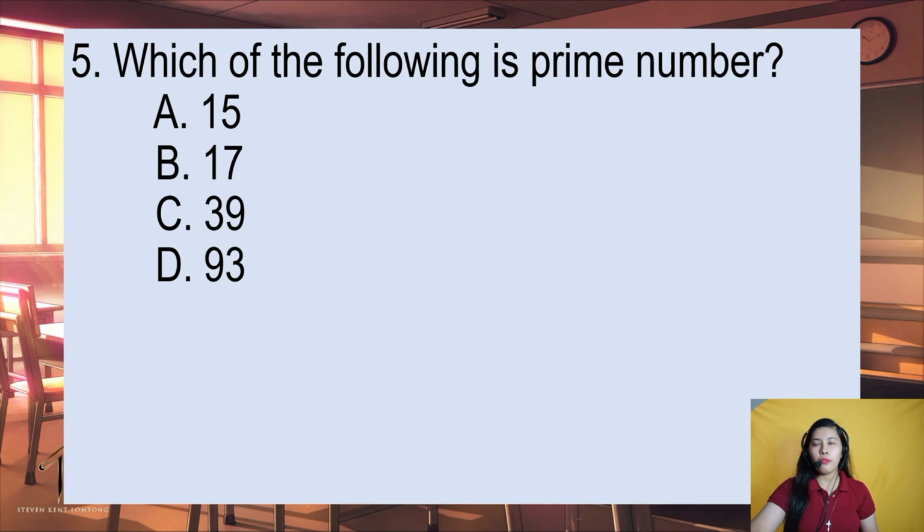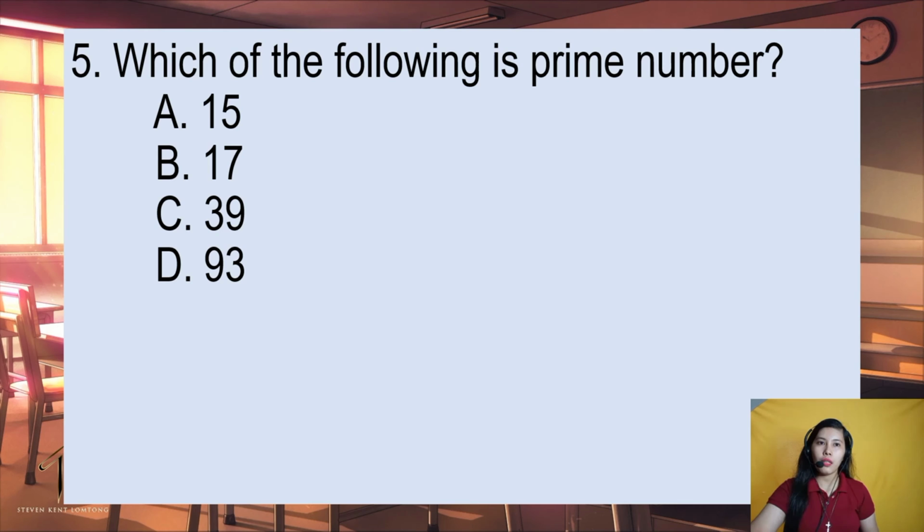So, si 15, ano ba yung mga factors niya? Di ba, factor niya is 1, 3, and 5. Meron pa siyang factor other than 1 and itself, so hindi siya prime number. Si 39 ba? Ano yung mga factor niya? Meron siyang 1, 3, 13, and 39. So, hindi rin siya prime number.